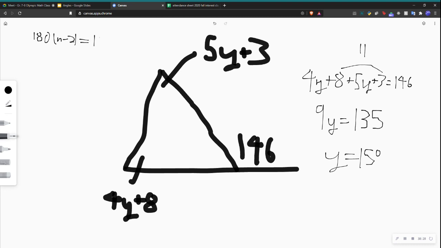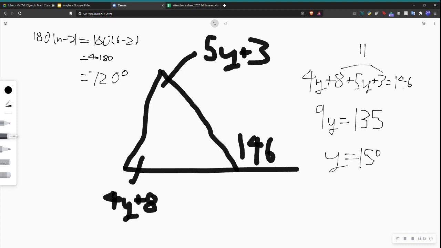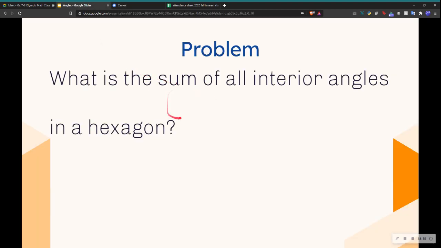So 180 times 6 minus 2, right? 6 sides in a hexagon. So this is just 4 times 180. And if you solve for that, you get 720. 720 degrees. So that's the sum of all the interior angles in a hexagon. Any questions about this?